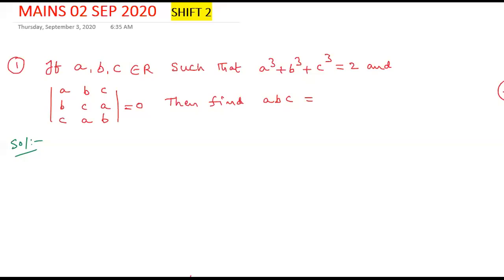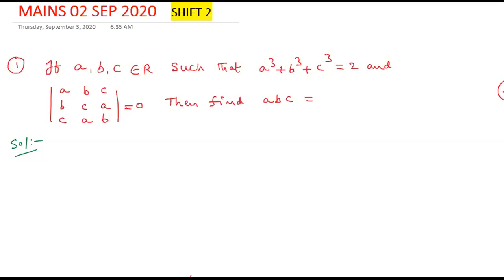Now, I am going to discuss the 5 questions in part 1. See the first question, what is given. If a, b, c belong to the real numbers such that a cube plus b cube plus c cube is equal to 2 and the determinant with rows a b c, b c a, c a b is equal to 0, then find abc.